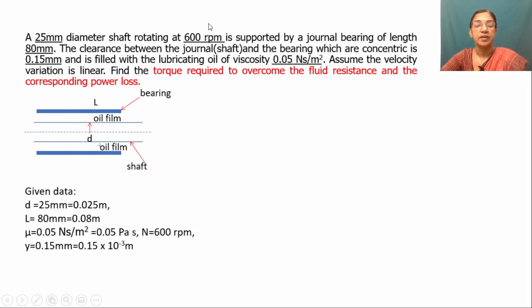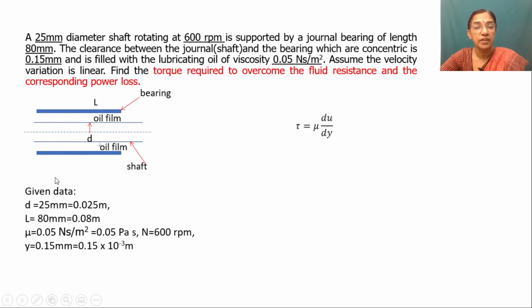Then the speed is given. To work out this problem, torque can be calculated by force into R. How will you calculate the force? The only equation available with us is tau equal to mu into du by dy. To calculate shear stress, we need the viscosity, the tangential velocity and the gap. This information is with us, but we don't have the tangential velocity. So how will you calculate tangential velocity?